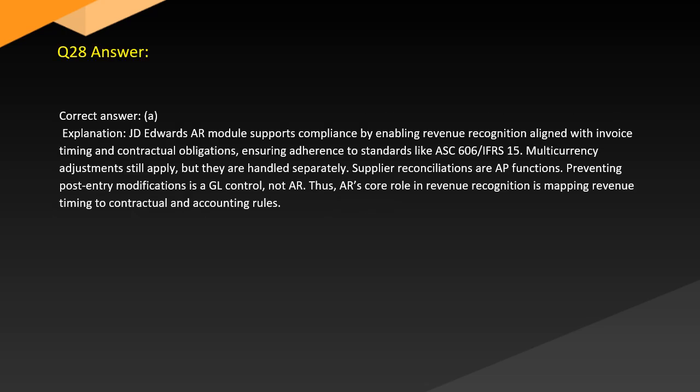Answer. Correct answer: A. Explanation. JD Edwards' AR module supports compliance by enabling revenue recognition aligned with invoice timing and contractual obligations, ensuring adherence to standards like ASC 606 and IFRS 15. Multi-currency adjustments still apply, but they are handled separately. Supplier reconciliations are AP functions. Preventing post-entry modifications is a GL control, not AR. Thus, AR's core role in revenue recognition is mapping revenue timing to contractual and accounting rules.